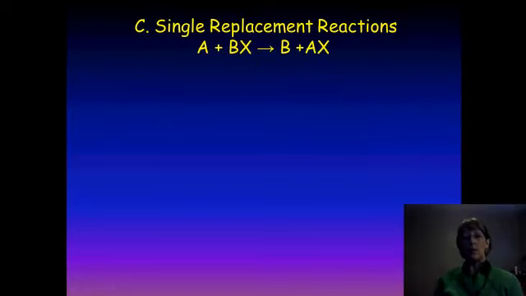So letter C, we're still talking about types of reactions. We did a synthesis reaction where you have two simpler substances combined into one more complex substance. And within that, we talked about combustion reactions. We did decomposition reactions, where it's just the opposite of synthesis. You take one complex substance and break it apart into two or more simpler substances. And now we're ready for letter C, single replacement reactions.